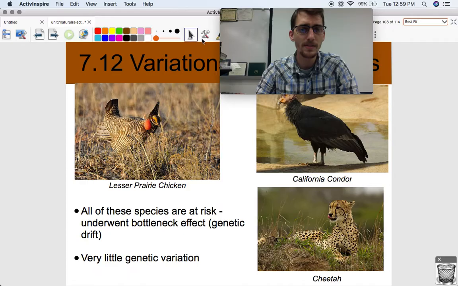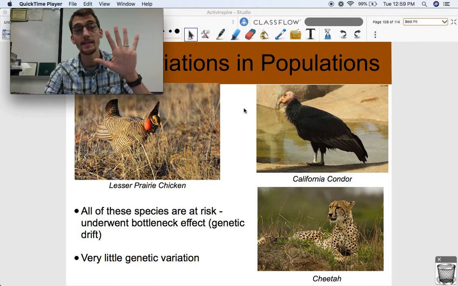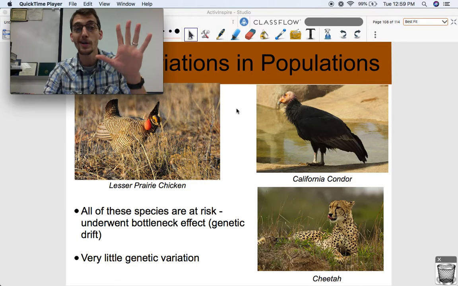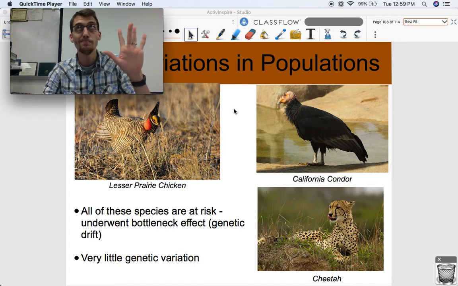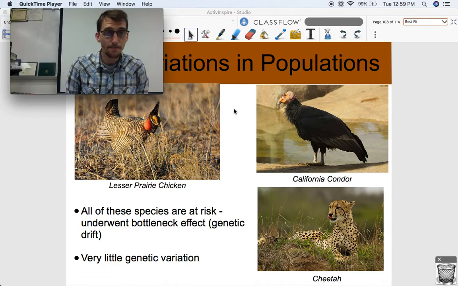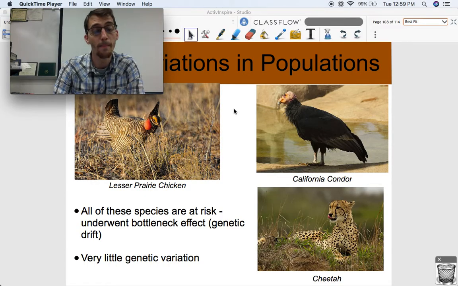What happened to them is that they all underwent a bottleneck effect. We talked about the bottleneck effect way back in topic 7.4 when we were discussing the 5 different ways that genes can change or that evolution can occur. We have natural selection, gene flow, mutation, sexual selection, and genetic drift.